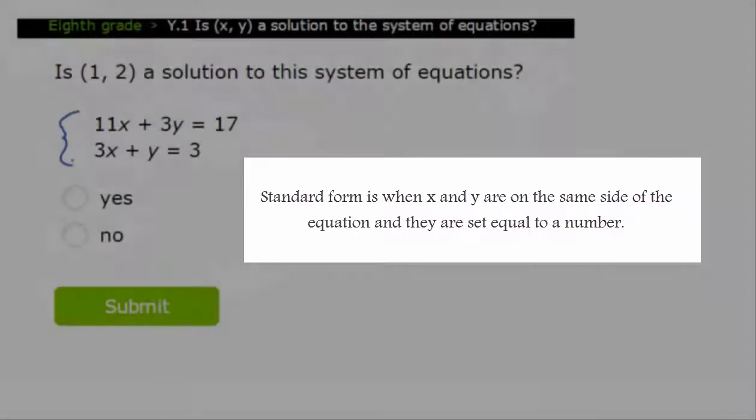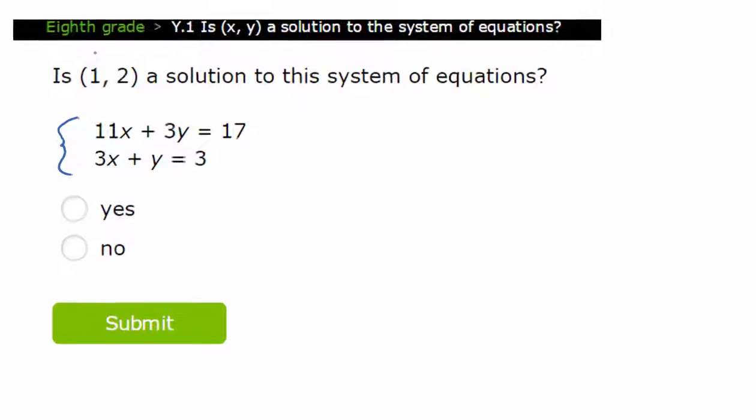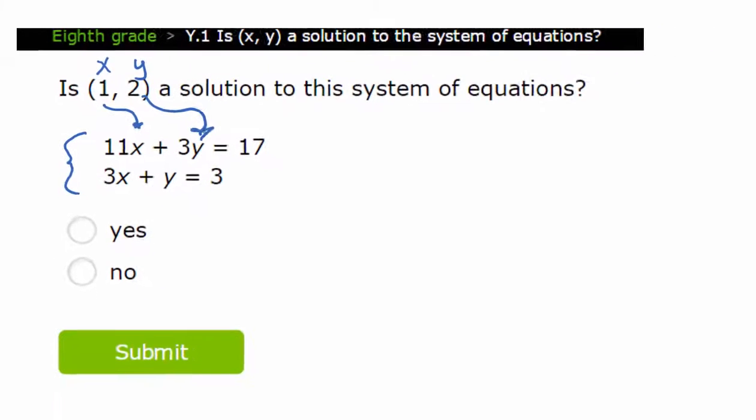We want to see if the left side of the equation for the first one is equal to 17 and the left side of the equation of the second one is equal to 3 if we substitute in 1 for x. So I'm going to go ahead and plug 1 in for x, just like a coach would a player into a game, and I'm going to plug 2 in for y. So x is coming out of the equation, y is coming out of the equation, and we're putting numbers in instead. So let me rewrite this.